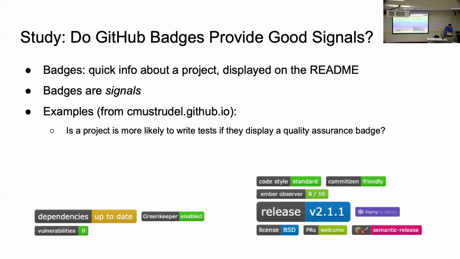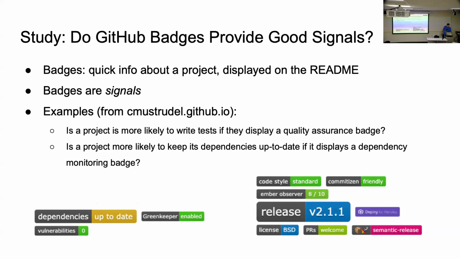So I also have some other examples. Basically, when we say that a badge is a signal, we want to know, for one example, is a project more likely to write tests if they display a quality assurance badge? So what we're basically saying is, because they display the quality assurance badge, do they actually write better tests? Another example is, is a project more likely to keep its dependencies up to date if it displays a dependency monitoring badge? So basically, that's what the authors are investigating.